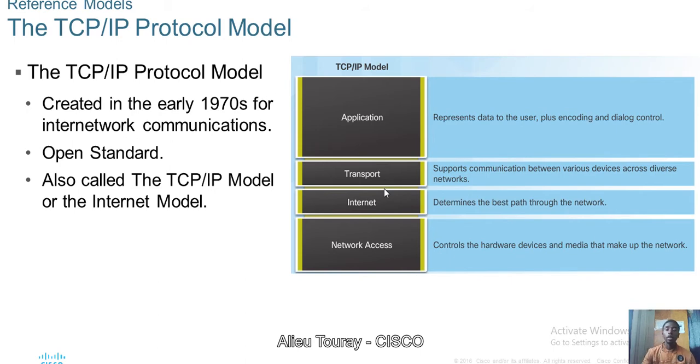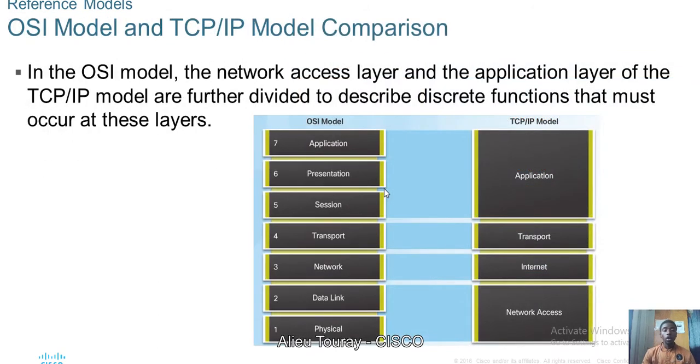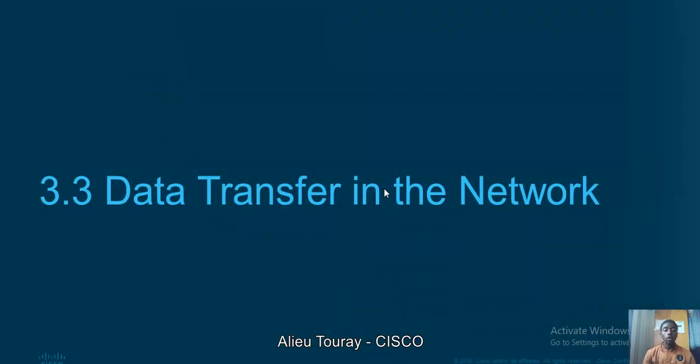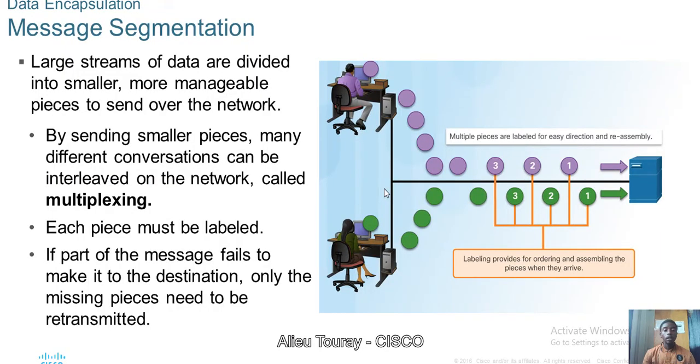The TCP/IP model was created in the early 1970s, when I was not born, and here I am talking about it, guys. You will also have to read. The TCP/IP model is divided into only 4 layers, as I explained before. The OSI model's network access layer and application layer of the TCP model are further divided to describe the discrete functions that must occur at these layers. That's why they are combined together.